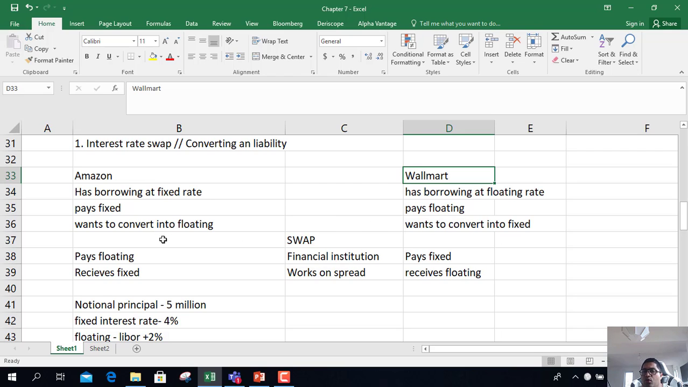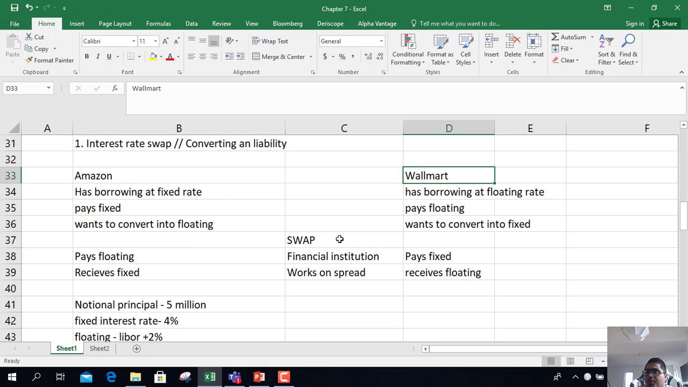Okay, Amazon wants to convert its liability into floating rate. Walmart wants to convert its liability into a fixed rate obligation. So how could they do that? They will also get into a swap obligation. Now Amazon wants to convert its liability from fixed to floating. So what will it do?